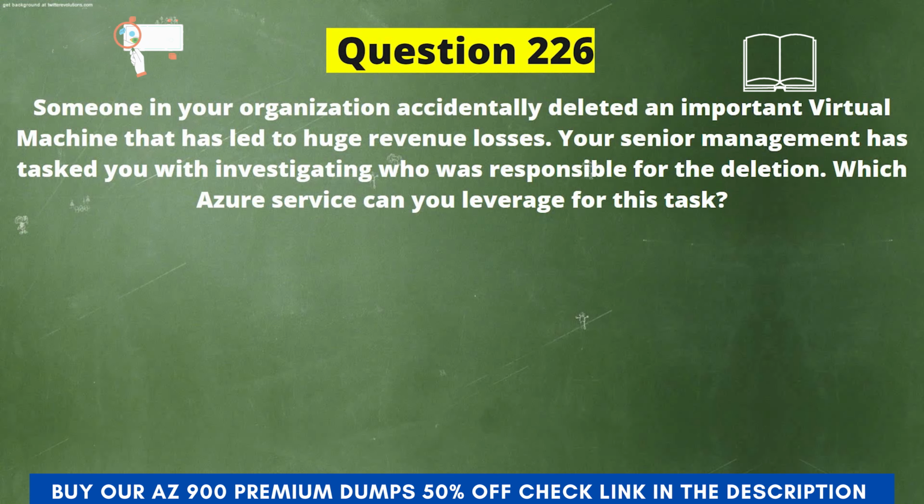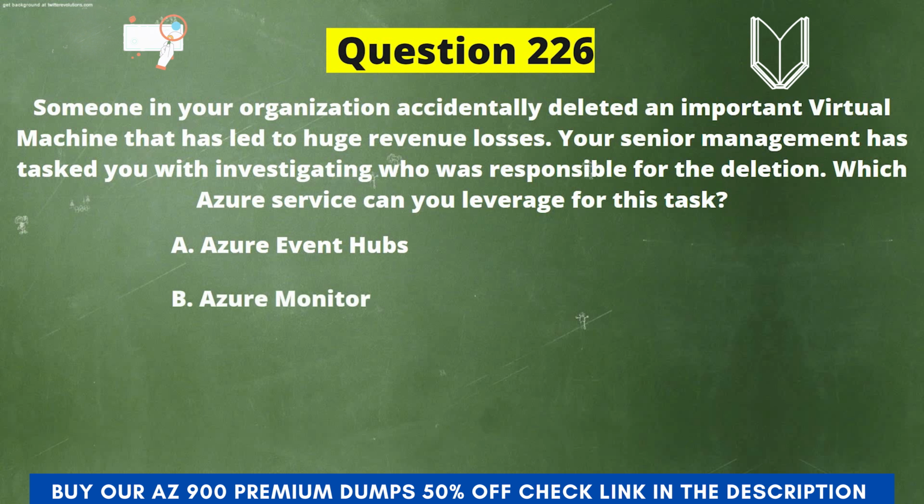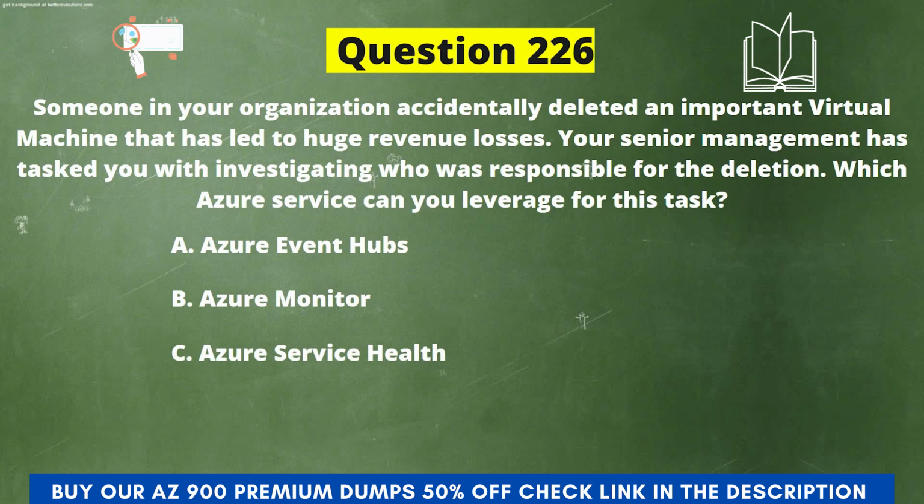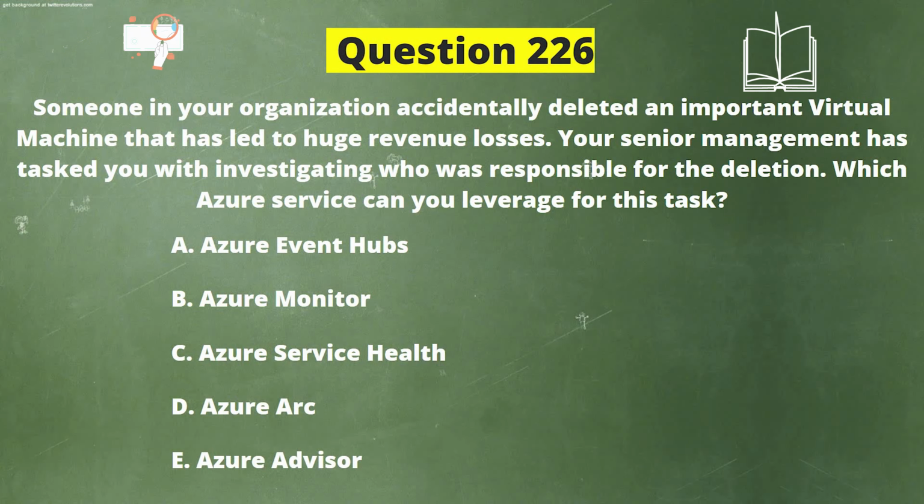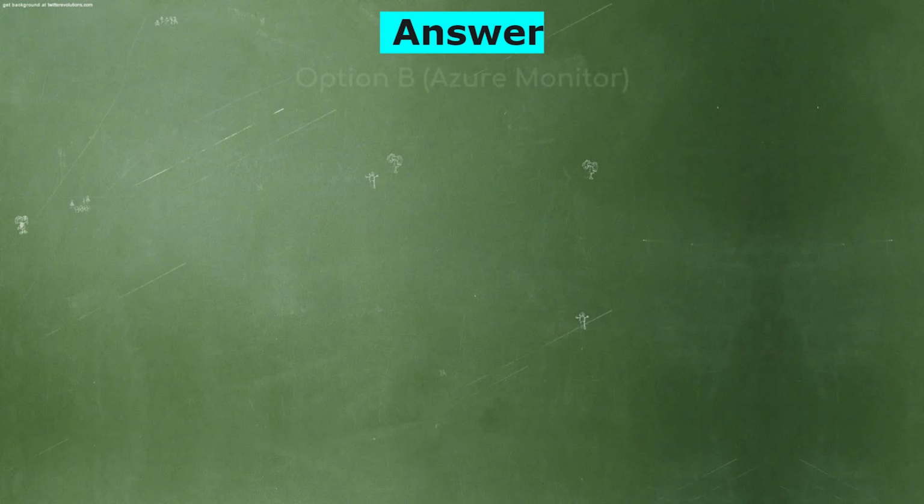Next question. Someone in your organization accidentally deleted an important virtual machine that has led to huge revenue losses. Your senior management has tasked you with investigating who was responsible for the deletion. Which Azure service can you leverage for this task? And the options are A. Azure Event Hubs, B. Azure Monitor, C. Azure Service Health, D. Azure Arc, E. Azure Advisor. And the correct answer is option B.